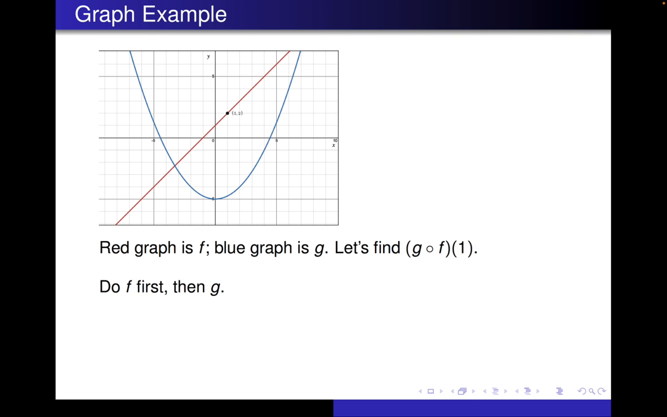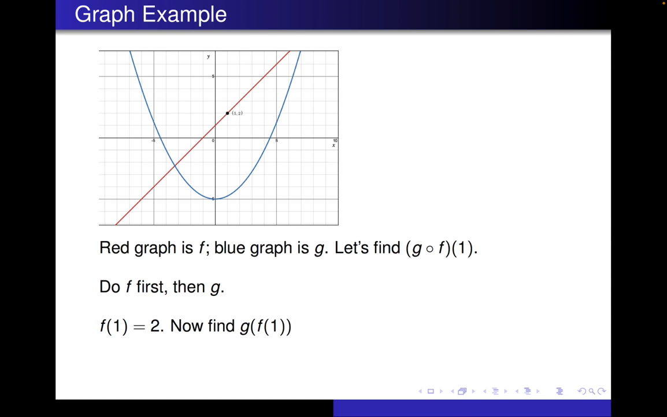So f of 1, let's see. If we put in x equals 1, it's kind of hard to see the point there. It's 1, 2. But if you look at the grid lines, we go 1 to the right and 2 grid lines up. That means x equals 1, y equals 2. So if we want to find f of 1, that's going to equal 2 because 1 is the x coordinate, that's our input. 2 is the y coordinate, that's our output.